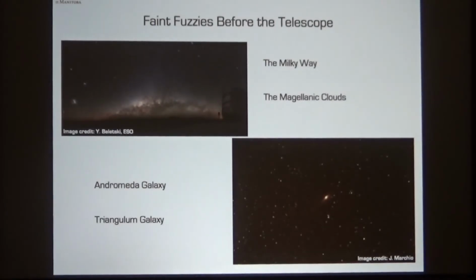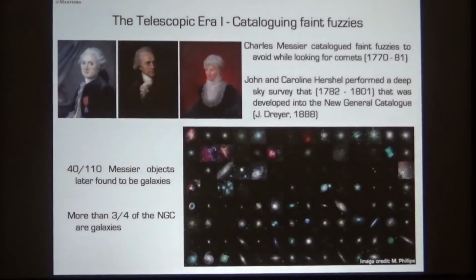And these were recorded in ancient civilizations. For instance, the Aboriginals in Australia, there are recordings of their knowledge of the Magellanic Clouds. And certainly the Greeks knew about the Milky Way. But it's only really when the telescopic era begins, in the 17th century, that we start to notice there are more of these faint fuzzy clouds in the sky.